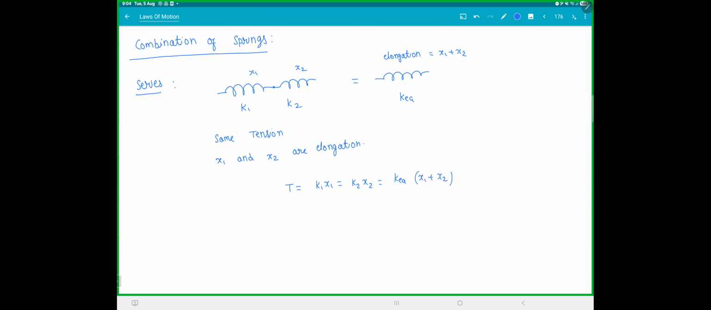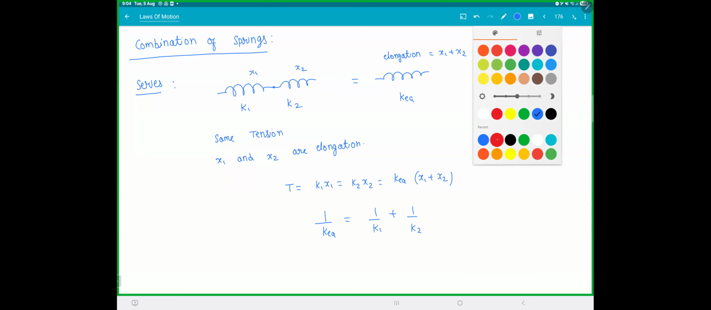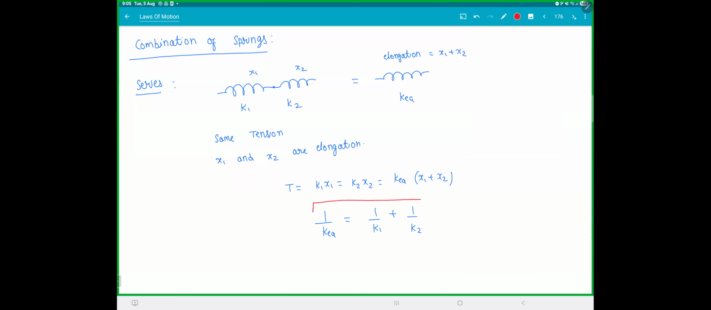You can simplify from here and you will get 1 by K equivalent is nothing but 1 by K1 plus 1 by K2. This will be opposite of resistances, everyone. If you keep springs in series, they behave like resistances in parallel. So if you keep two springs together in series, they actually become weaker. That is the formula for series.